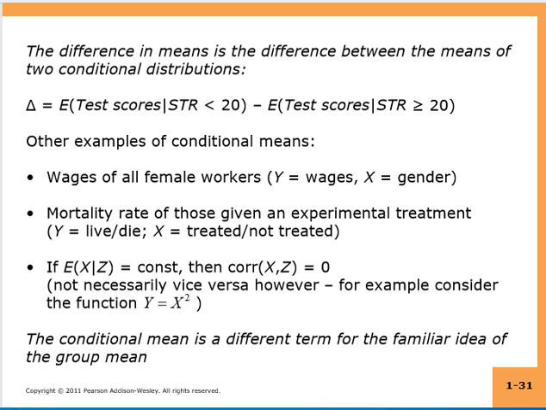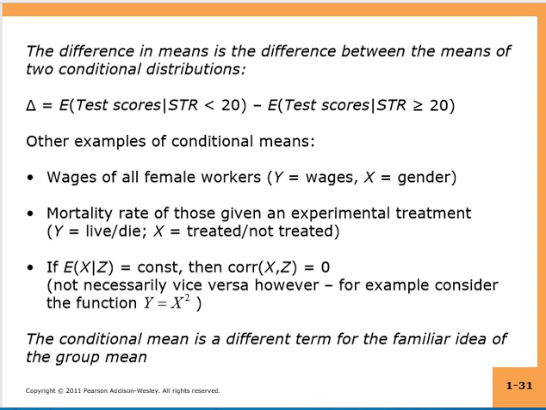Now suppose we take the difference in means of two conditional distributions. So we take all the small class size districts and all the large class size districts. We take the conditional means of all the districts with small class sizes, and we take the conditional means of all the districts with large class sizes, and we subtract this from this. Then we will find the difference in means between the two conditional distributions.